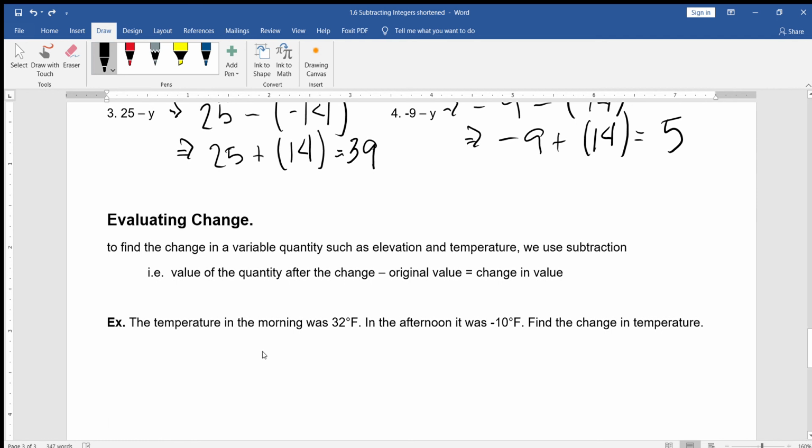So let's have an example. A temperature in the morning is 32 degrees Fahrenheit, and in the afternoon is negative 10 degrees Fahrenheit. Find the change in temperature. So you want to do the value of quantity after the change. So which is after the change? Is this the morning or the afternoon? It's going to be the noon. Noon is later, and then which one's the original? It's going to be morning.